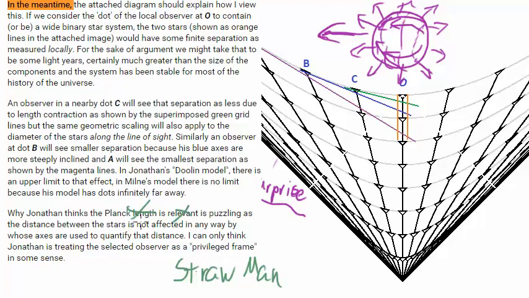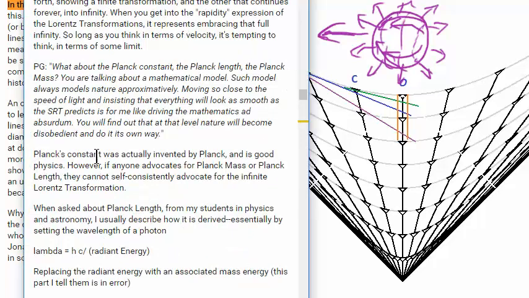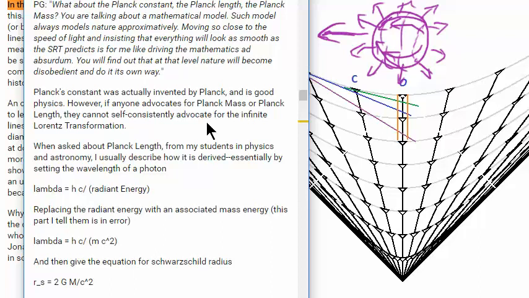Paul can understand that I already said that the Planck length is irrelevant if he read what I said. And specifically, I don't believe the Planck length exists because here's what I said. Planck's constant was actually invented by Planck and is good physics. However, if anyone advocates for Planck mass or Planck length, they cannot self-consistently advocate for the infinite Lorentz transformation.